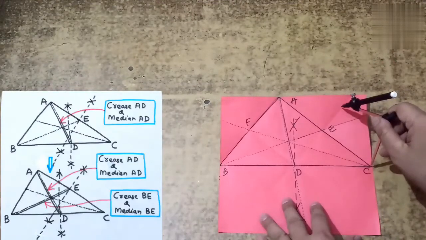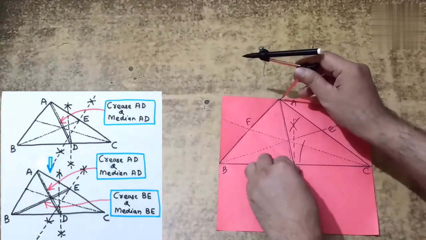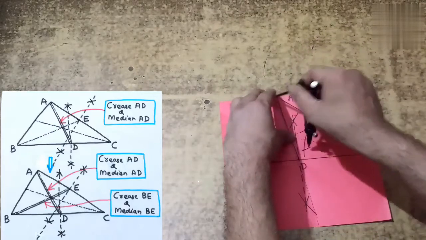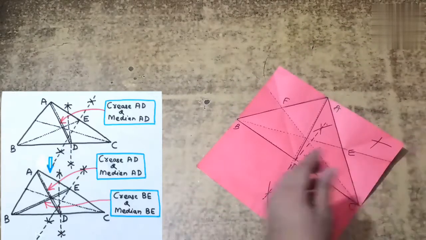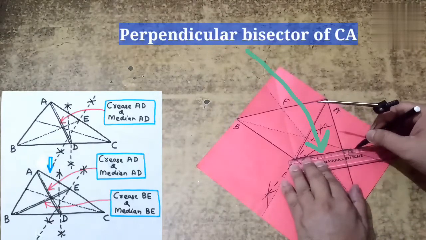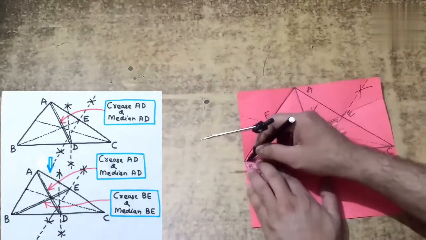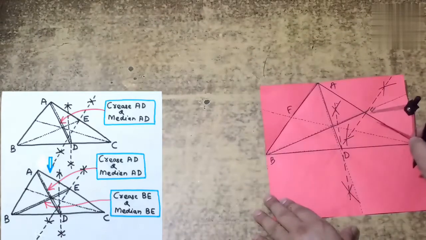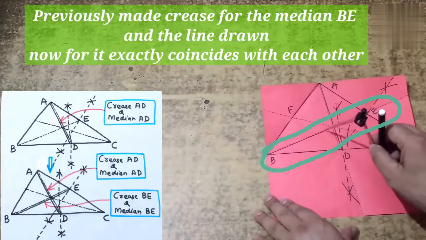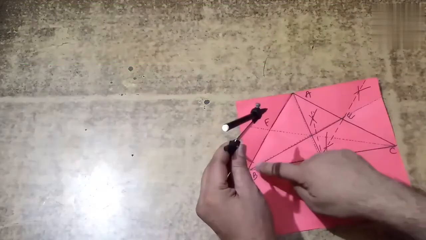Similarly, draw the perpendicular bisector of AC intersecting AC at its midpoint E. Then join the second median BE of this triangle. See that the previously made crease for the median BE exactly coincides with the line drawn now.